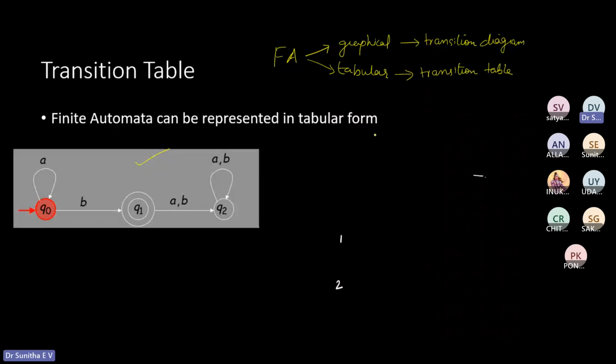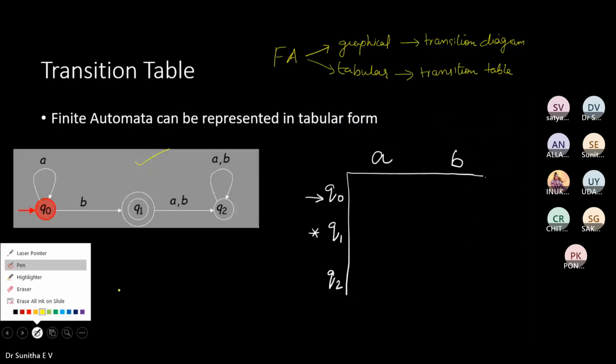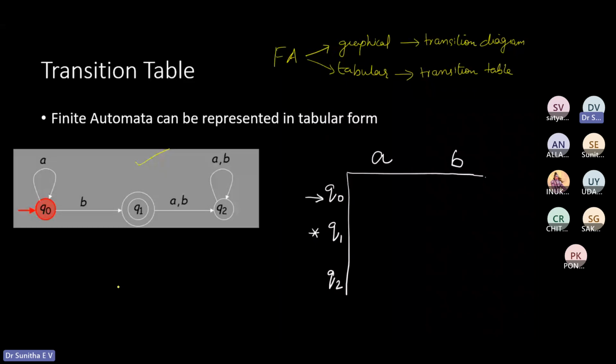We are going to see how to represent the transition table. The same machine we can represent in a table. For that, we have to draw a table like this. On the rows, we represent the states. Q0, Q1 and Q2 are the states in the machine.